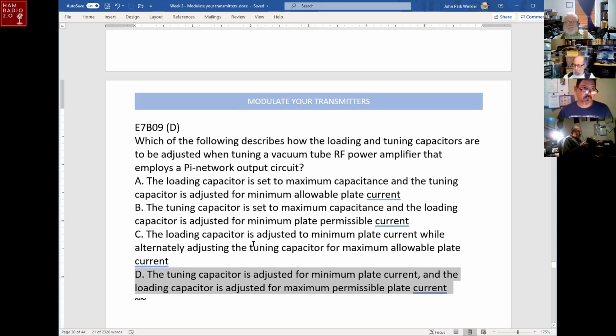It's the reverse of that, basically. So the one that seems to be the same as D: the loading capacitor is set to maximum capacitance and the tuning capacitor is adjusted for minimum allowable plate current. That's part of the starting process, but D is the answer. The loading capacitor needs to be adjusted so it's not just set to maximum capacitance. That's the thing that makes that one false.